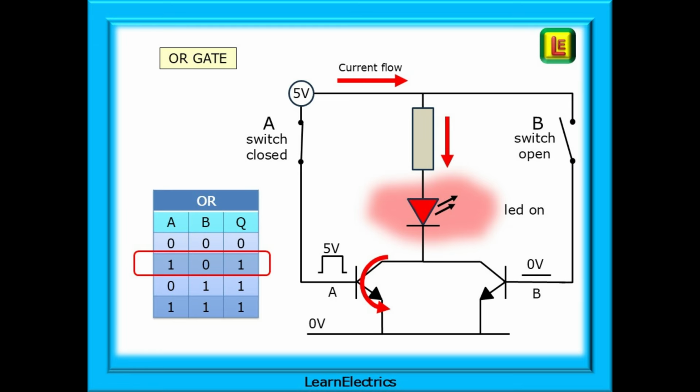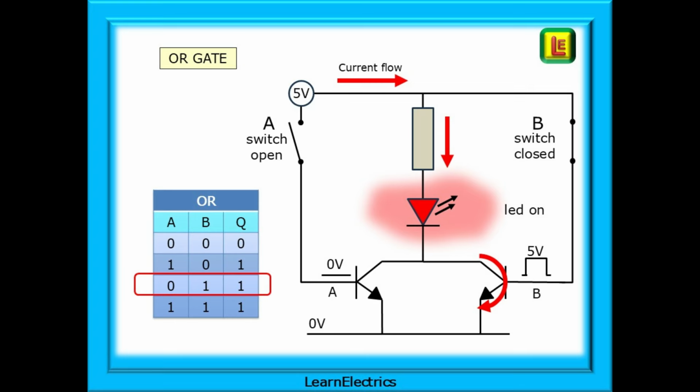Now we close switch A and 5 volts appears on the base of transistor A. The transistor turns on and current begins to flow from the 5 volt rail through the resistor, through the LED and through the transistor. The output LED turns on. This is row 2 of the truth table. A equals 1, B equals 0, Q equals 1.